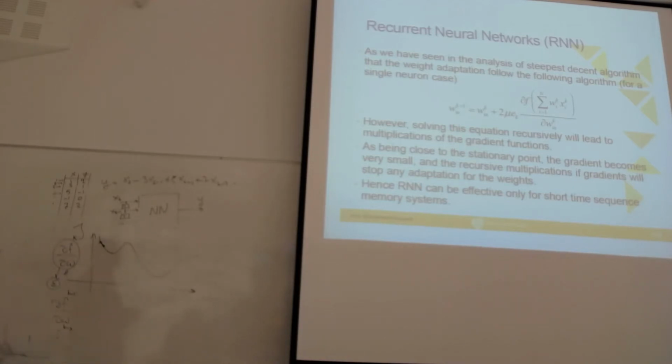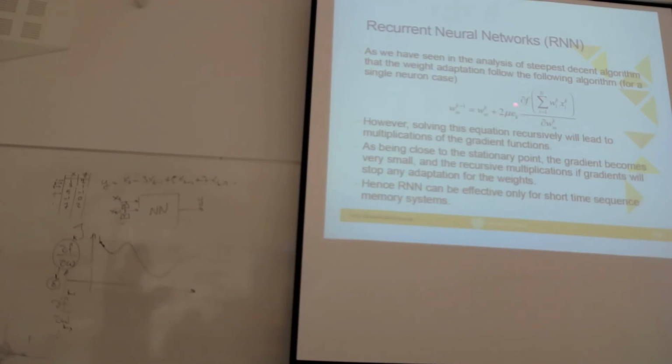What happens when we are approaching 0? There is no adaptation at all, because this value will be very close to 0, even if the error is large. You remember this e_k is the difference between the desired output and the actual output.